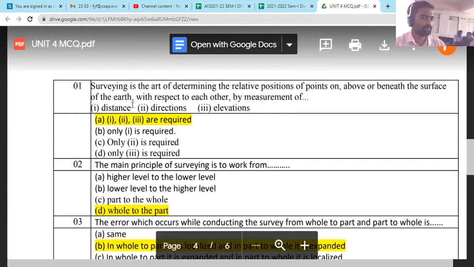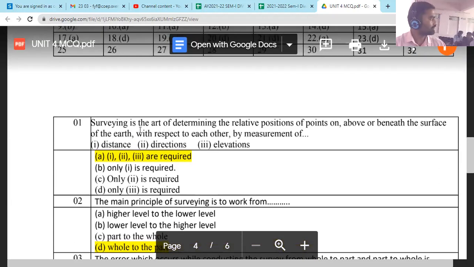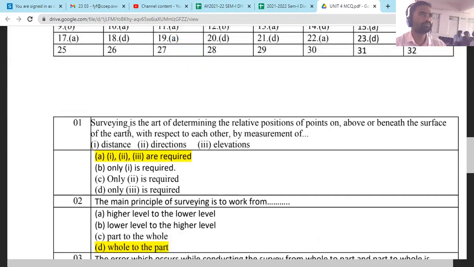Next, coming to the surveying part. Yes, anyone read this one? First one. Yes, read it. Surveying is the, yes, reader. Anybody read? Read it, what is here?